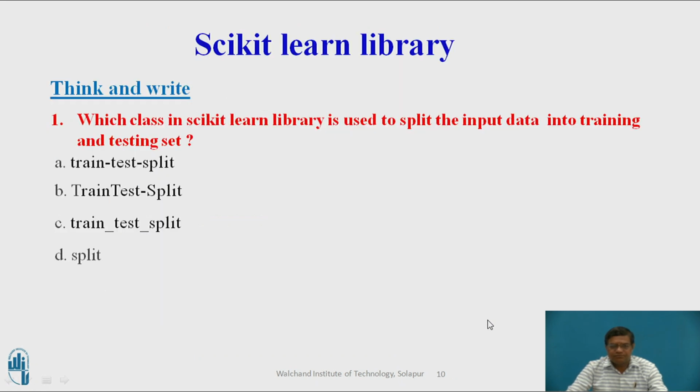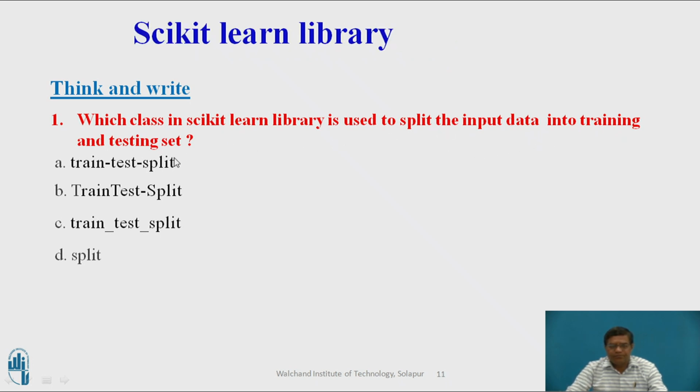45 records go into the testing set. Think and write. Take a pause, give the answer. Which class in the scikit-learn library is used for splitting the input data into training and testing sets? Here the correct answer is C, train_test_split.